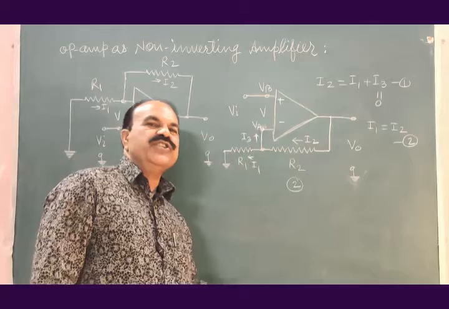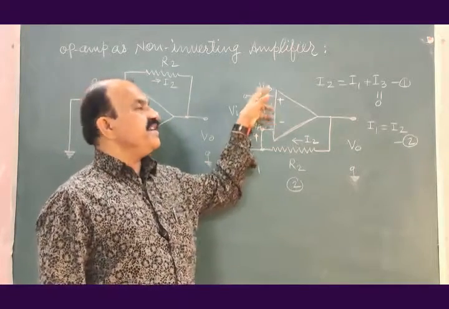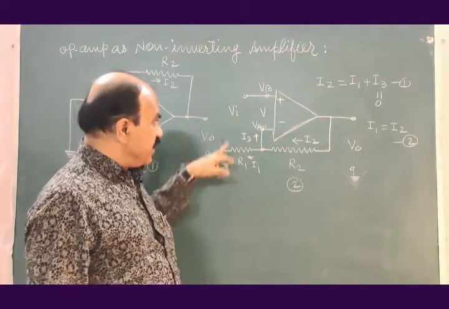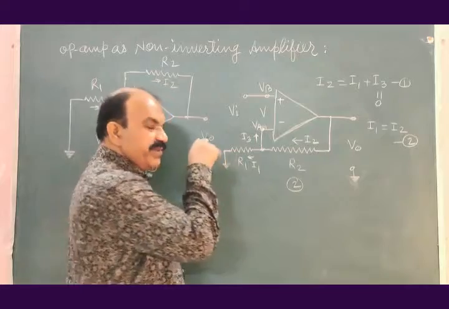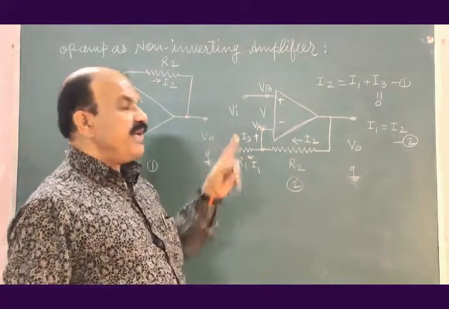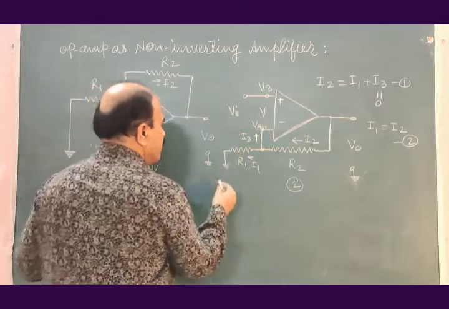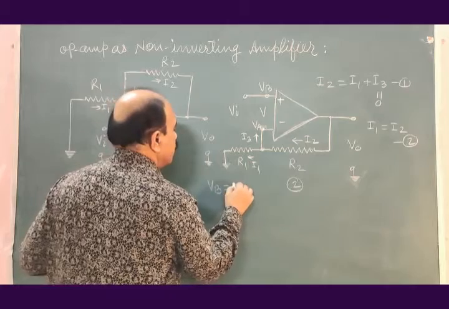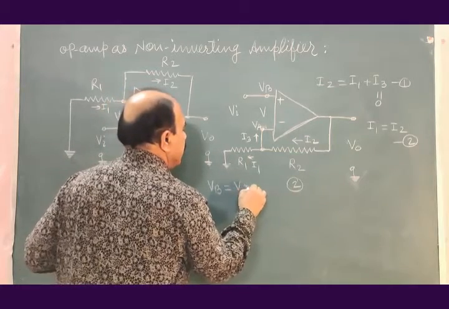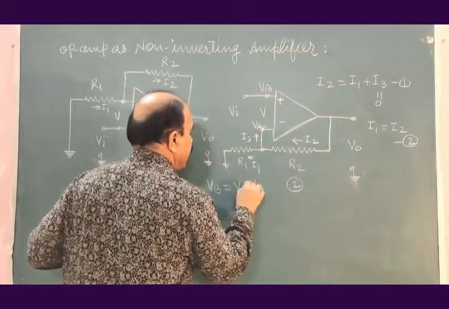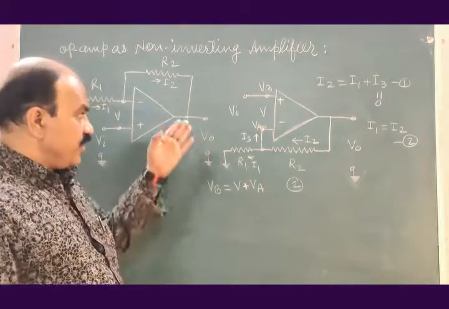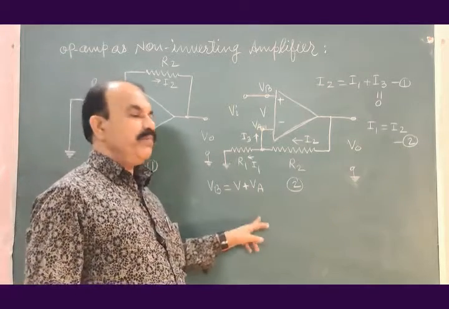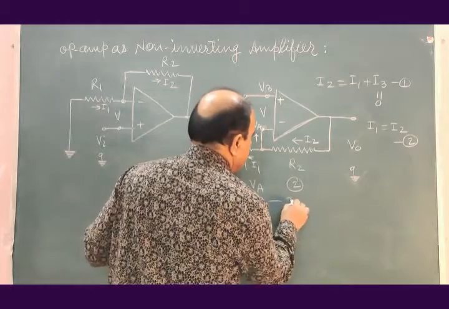Voltages are always measured with respect to ground. Vb is at the higher level. Therefore, Vb should equal this voltage plus this voltage when measured with respect to ground. So from the geometry of this figure, we can write Vb is equal to V plus Va, equation number 3.